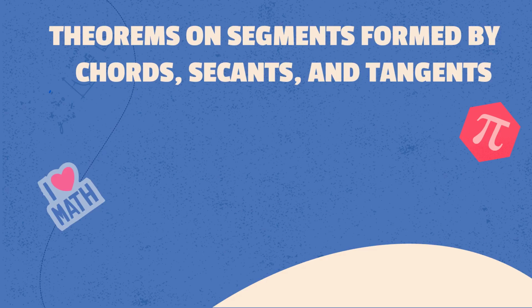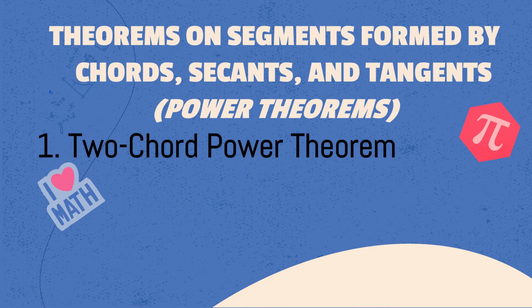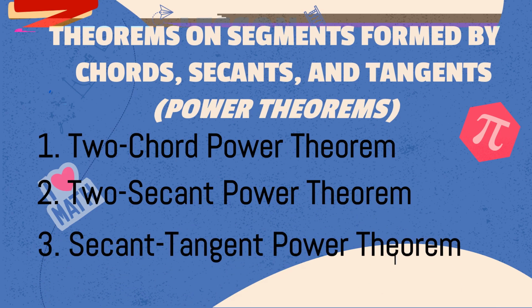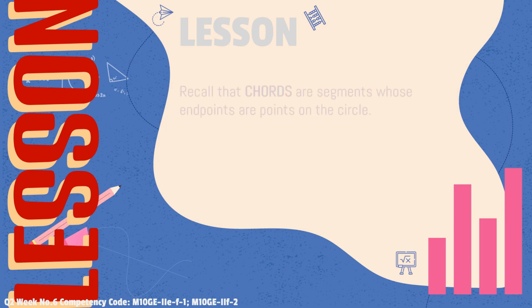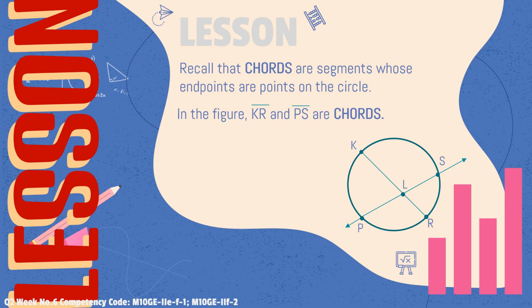Our topic is all about the theorems on segments formed by chords, secants, and tangents, or what we call the power theorems. Number 1, two-chord power theorem. Number 2, two-secant power theorem. And number 3, secant-tangent power theorem. Let us recall that chords are segments whose endpoints are points on the circle. In this figure, line segment KR and line segment PS are examples of chords of a circle.